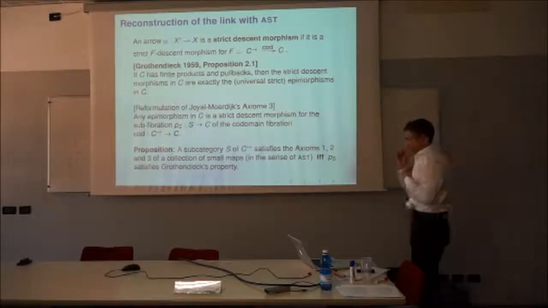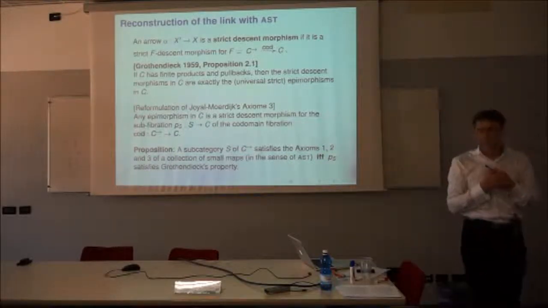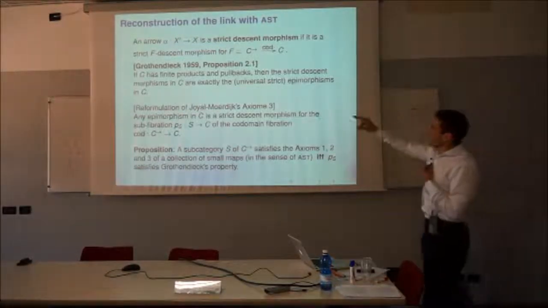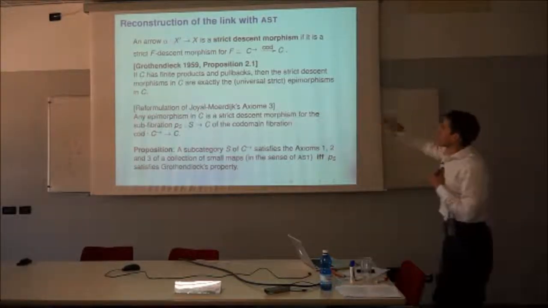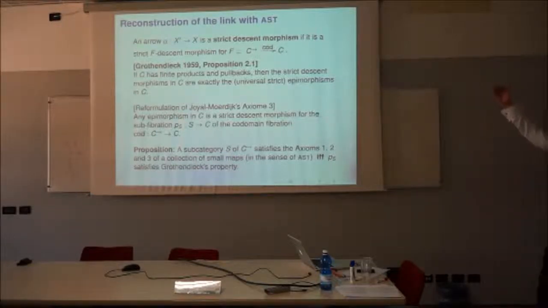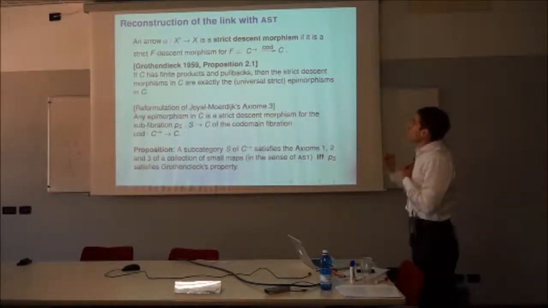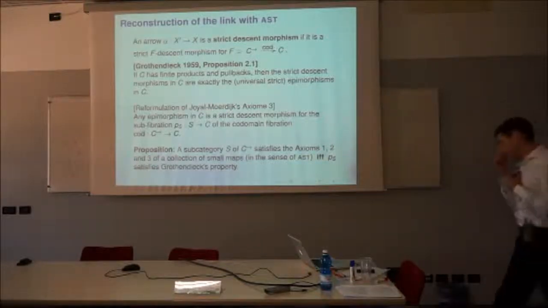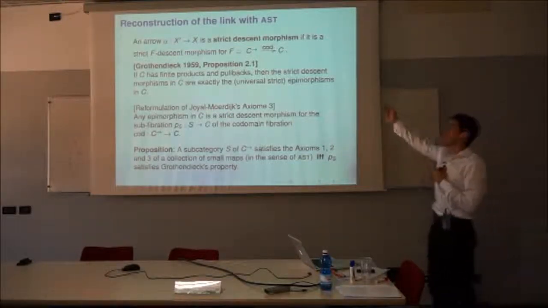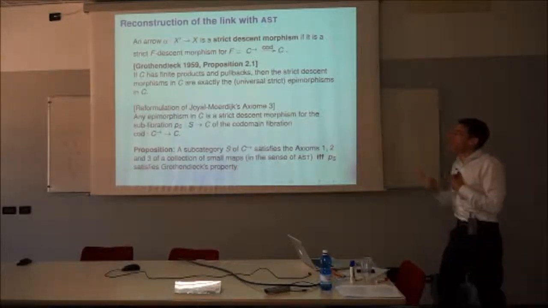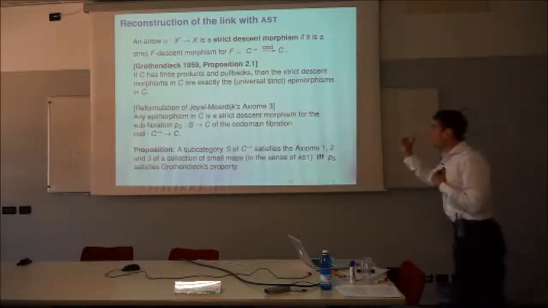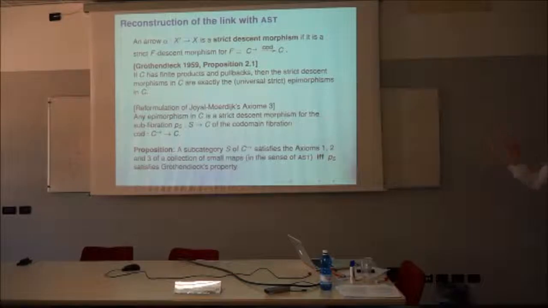The basic result that Grothendieck obtained, and that is the first result of descent theory, is that if you consider the codomain fibration, a descent morphism is exactly the same thing as an epimorphism in C. An epimorphism is a surjective map. So Grothendieck identified all the descent morphisms as being exactly all the epimorphisms of C.